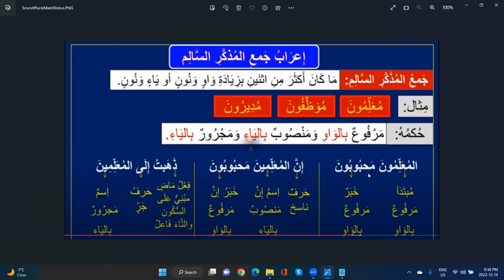So look at this: Al muallimuna mahbubuna. The mubtada is marfu because of the una sound, and the khabar mahbubuna is supposed to be marfu because of the una sound. Innal muallimina mahbubun, because al muallimina is supposed to be nasab in this sentence. So what is the nasab of muallimuna? Muallimina, mansub bil ya. And mahbubuna is marfu because of the waw, the una sound. Who can tell me why this? Zahabtu ilal muallimina. Jar majroor bil ya. Okay, good.